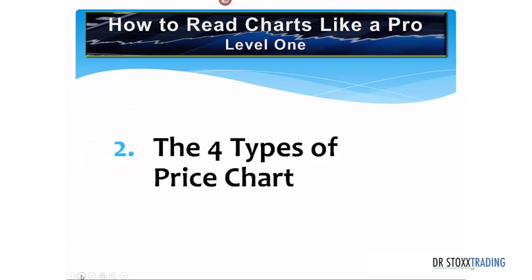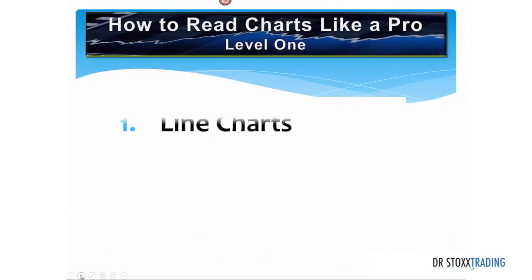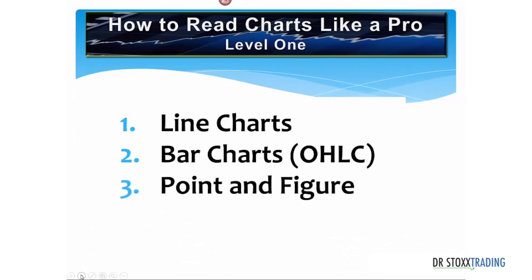All right, the 4 types of price chart are as follows. There are line charts, bar charts, point and figure charts, and candlestick charts. The bar charts are configured on 4 points of data: the open, high, low, and close. Line charts are configured on just 1 point of data, the close. Candlestick charts are also based on open, high, low, and close, and point and figure charts are a whole different animal altogether. Let's look at these one by one.